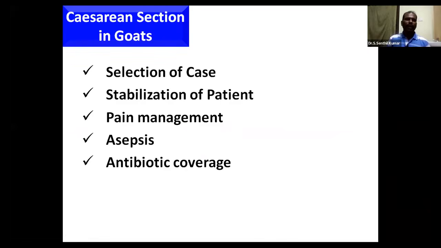because by the time it is presented for cesarean section, maybe the patient would have been exhausted due to manipulation, due to so many interventions by the owner, by the quacks, by the fellow veterinarians. So naturally, these animals have to be stabilized before the surgery. And pain management should be given the top priority. So preemptive analgesia can be given.